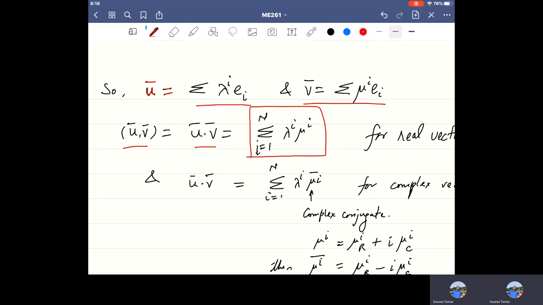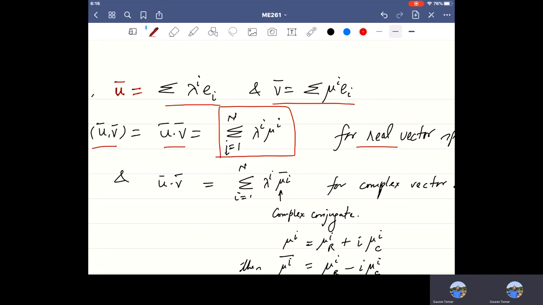This is for real vector spaces, this particular definition. If it's not a real vector space, we are talking about a complex vector space, and the real vector space becomes a sort of subset of that. Then for complex vector spaces, you have to use this definition where the summation is over lambda I mu I complex conjugate. Now this is important to note. For complex vector spaces, you cannot write lambda I mu I as the inner product. You have to say lambda I mu I complex conjugate. That's the definition that you will use.